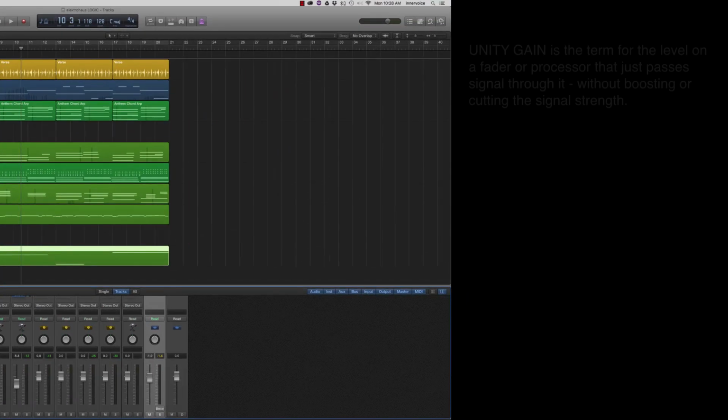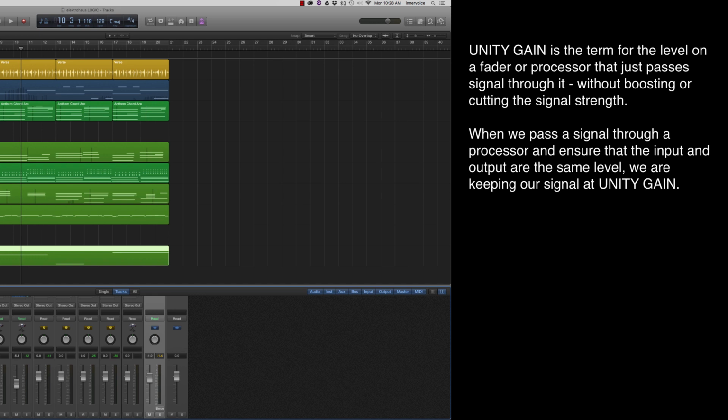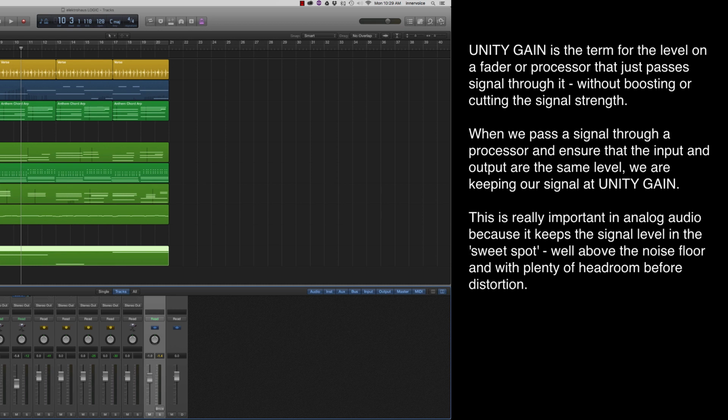So an important concept is the idea of unity gain. Unity gain is when a signal moves from one stage to another, whether it's moving through a plugin, moving from a track to a group, moving from a track or a group to a master output, etc. Unity gain is when it moves through without having to be boosted or cut. This is a concept that comes out of analog engineering because we need to make sure that we have an appropriate signal both coming into a piece of hardware and going out of it to take advantage of the dynamic range of that hardware.